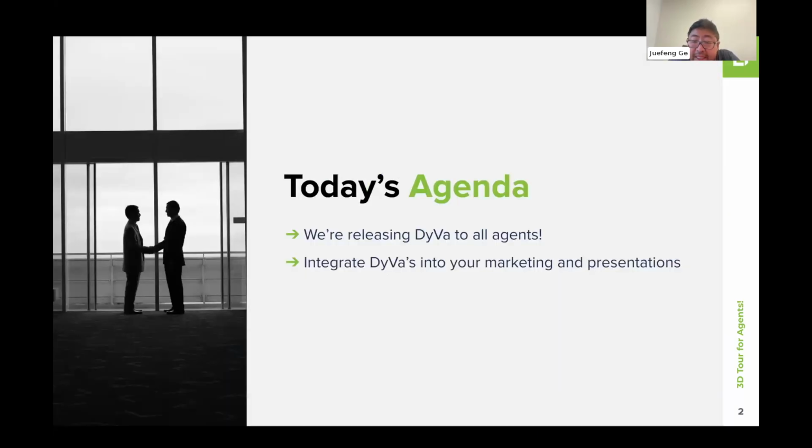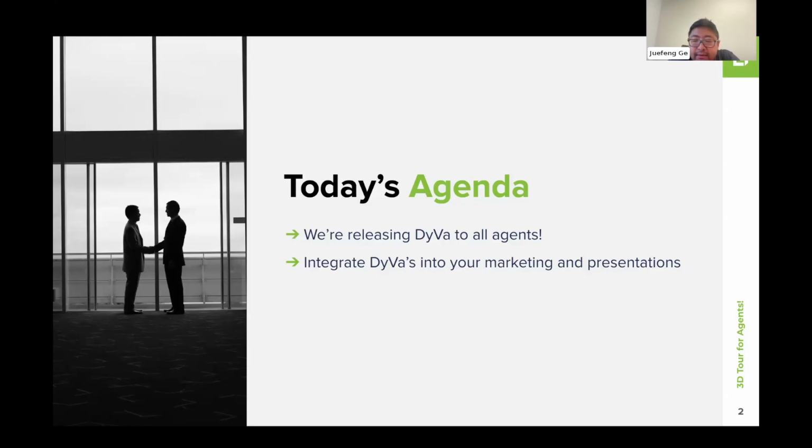So let me get started. Today's agenda: we're releasing Diva to all agents. What is Diva? Diva stands for dynamic video ads. These are ads that take your listings and convert them into really high quality video content that we can run on Facebook and Instagram and other channels, and that you can use in your own social media marketing. I'll go into the details of exactly what that looks like.